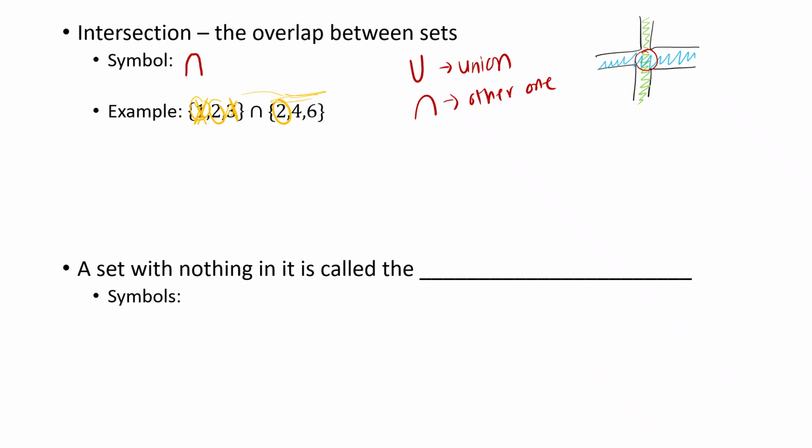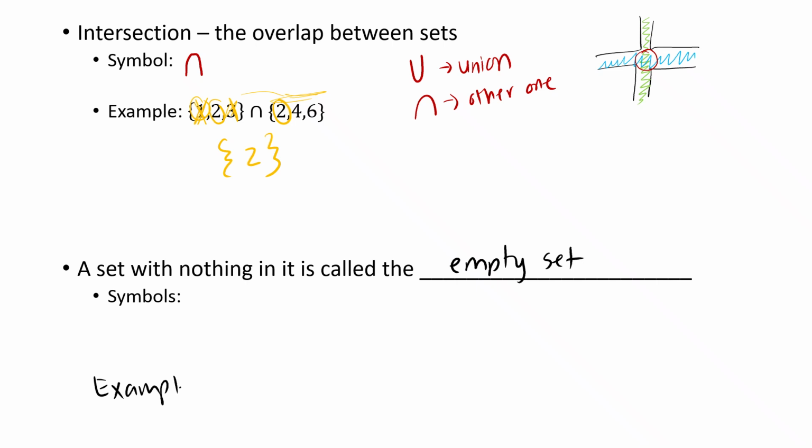So the way you would write that is you'd write your set symbol and you just put the number 2 in it. So the intersection of those two sets is 2. Now, a set with nothing in it is called the empty set. And you might say, well, what do you mean, like a set with nothing in it? Like, how could that be the case? I will give you an example of a set with nothing in it.